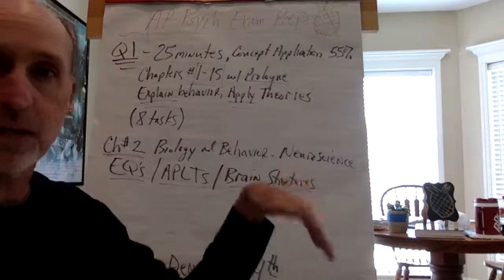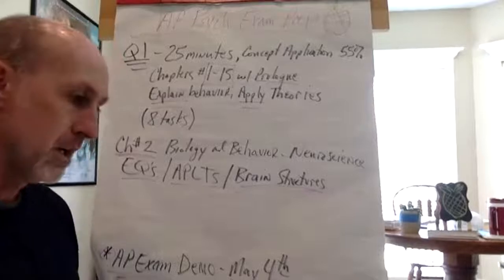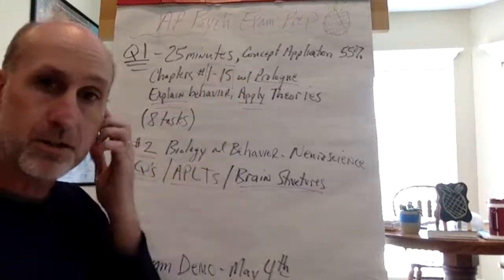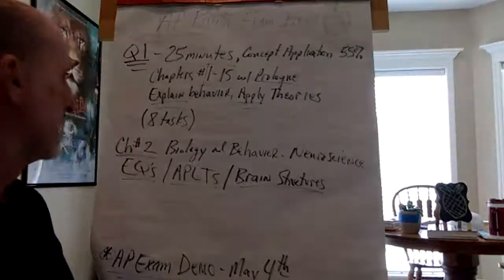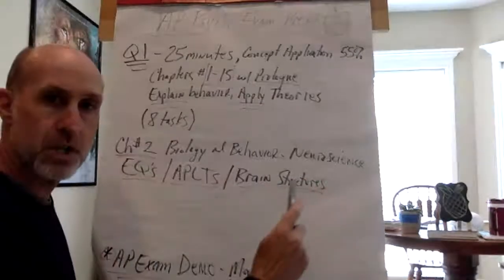vocab, you had 5 vocab or 3, you're going to have 8 this time. Okay. You're going to have 8 concepts or vocab terms that you're going to have to apply to the question. Okay. All right. So Chapter 2, biology and behavior and neuroscience, all right?